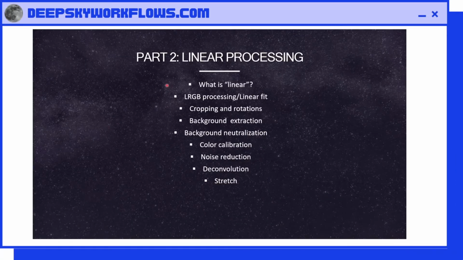In this video, we're going to cover quite a few topics. We're going to talk about what linear means. I'm going to show you a little bit about what we call LRGB or luminance, red, green, blue processing and linear fit. I'm going to explain cropping and rotations, talk about background extraction, which is also light pollution and vignetting elimination. We're going to talk about background neutralization, color calibration, noise reduction, deconvolution, and finally stretching the image to get that final result.